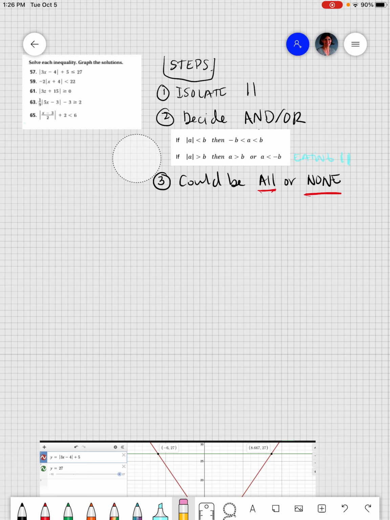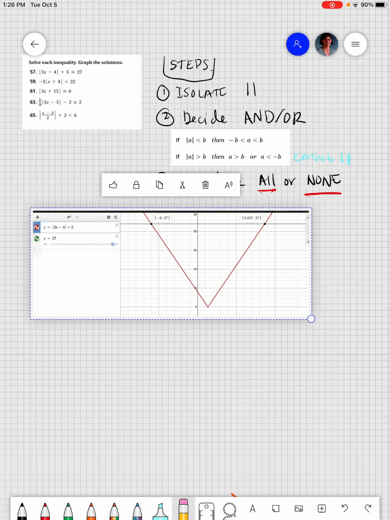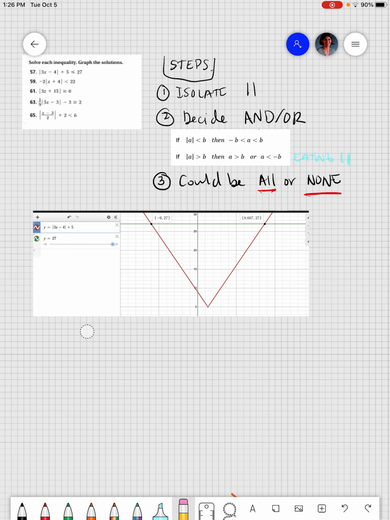Let's start doing some of these problems, but also add a little picture in here, because this helps me quite a bit. So this is 57. When we solved 57, it was erased from what I did the first time, so we have the absolute value of 3x minus 4, plus 5, less than or equal to 27. And we said the first step is to isolate the absolute value. So I see addition, I need to do subtraction.